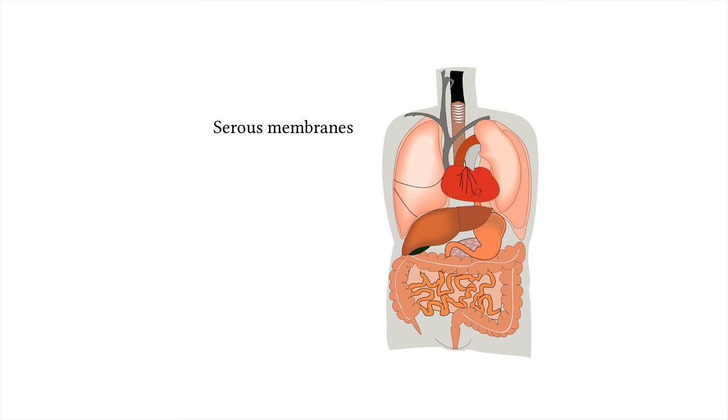Well, if they rub against each other, they create friction. You can imagine that that would be a bad thing because friction irritates tissue, and you don't want the organs of your body to be irritated. Well, serous membranes form thin, double layers around the organs, secreting a small amount of lubricating fluid into the space between those layers. That way there is very little friction between organs as they move.